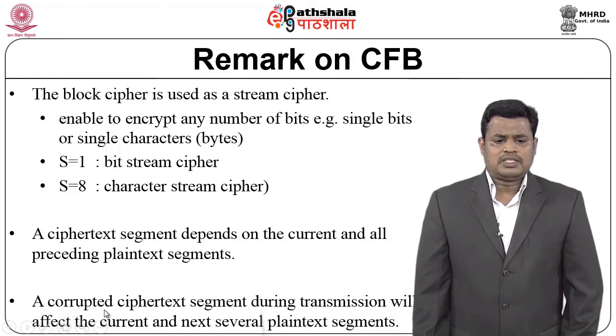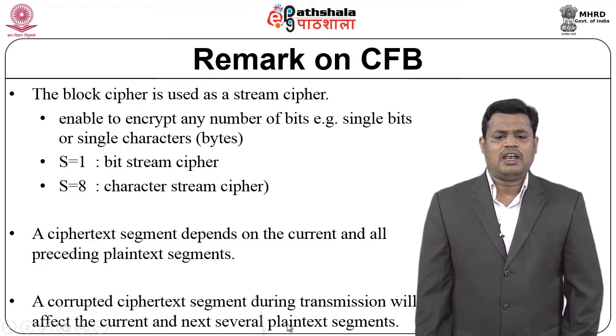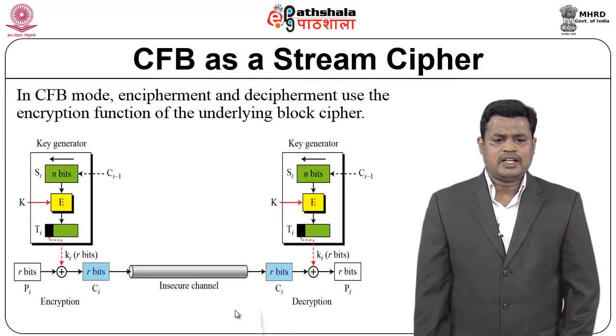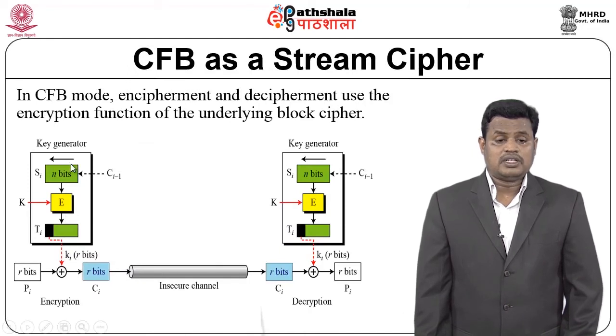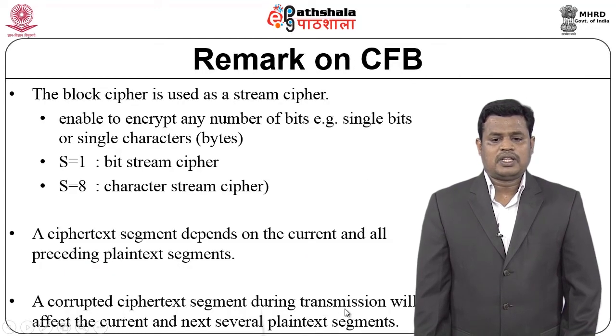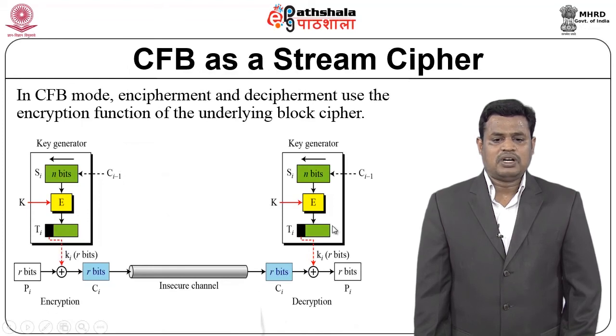The problem here is that a corrupted ciphertext segment during the transmission will affect the current and the next several plain text segments. That is a very important drawback: if there is any particular bit corrupted during transmission, this corrupted ciphertext segment will affect the current and several plain text segments, because the decryption happening on the other side purely depends upon the previous bits.